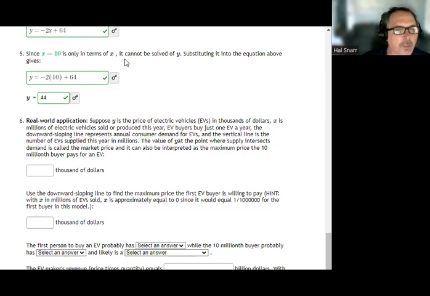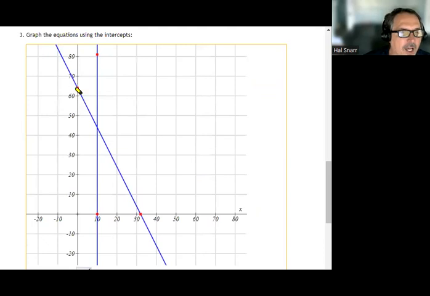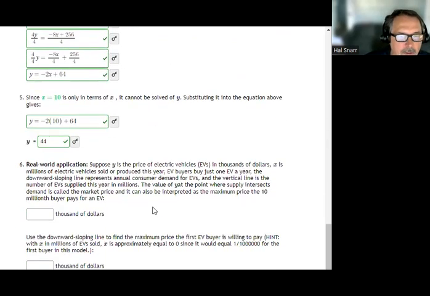The downward sloping line represents the demand curve. So when the price is high, not very many are sold. When the price is zero, everybody wants to buy one, right? So that's the law of demand. When the price is high, quantity sold is low. When price is low, quantity demanded is high, right?